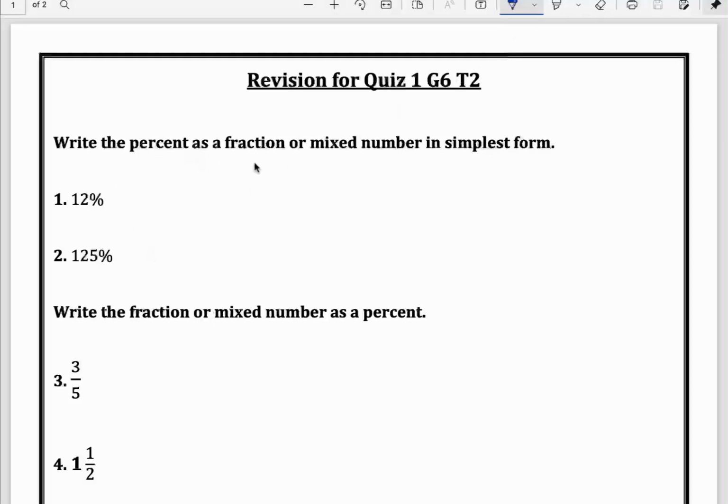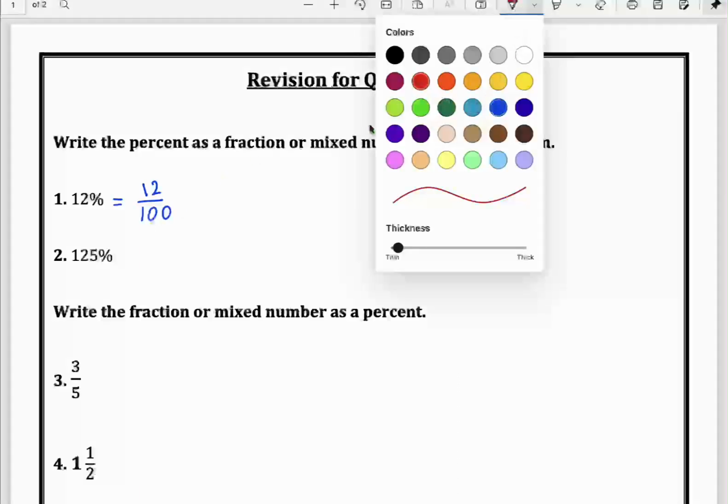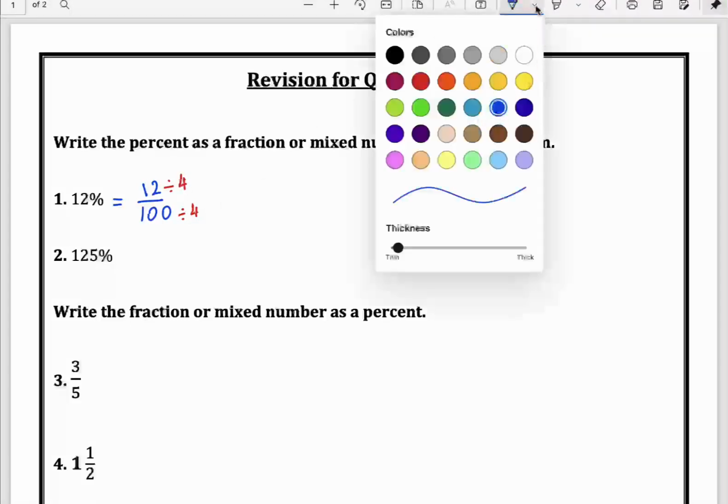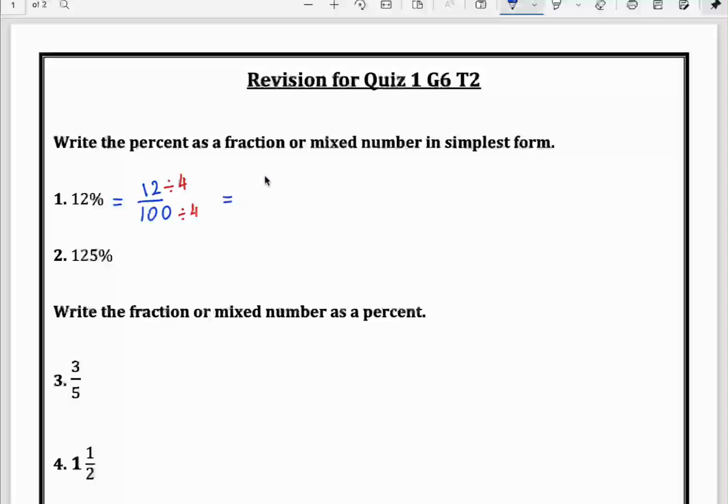Write the percent as a fraction or mixed number in simplest form. To solve a question like this, we need to write the 12% as a fraction. So it will be 12 over 100. Then we need to simplify it to the simplest form. And to simplify it, we will divide. You can divide by 2 and you can divide by 4. So I will divide it by 4 since I know that 12 is divisible by 4 and also 100. Now 12 divided by 4 equals 3.